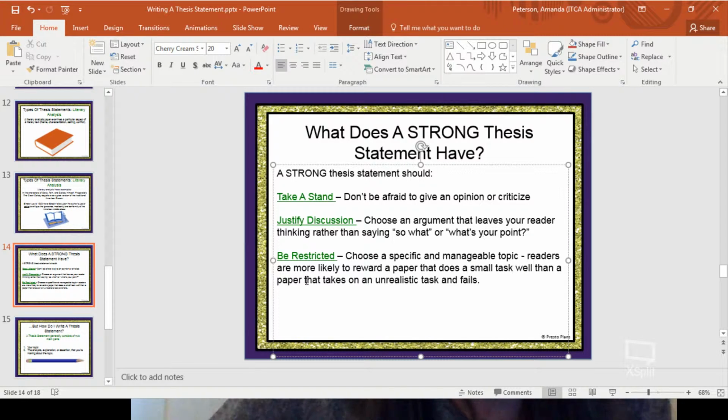Next is to be restricted. Choose a specific and manageable topic. Readers are more likely to reward a paper that does a small task well than a paper that takes on an unrealistic task and fails. Okay, I can't agree more with that.